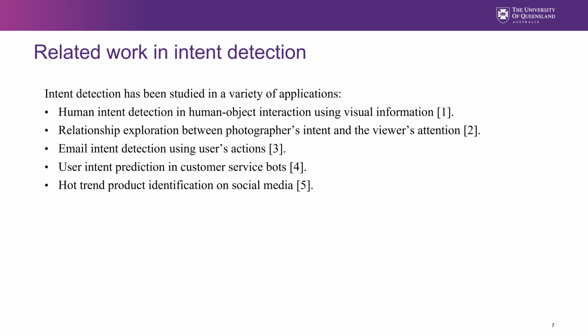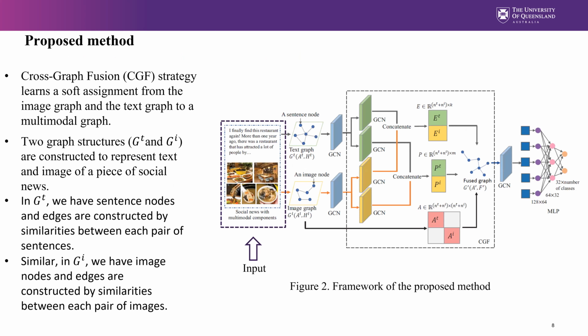And the user's action is used as supervision to detect email intent in some papers. The text-based user intent prediction is leveraged to support customer service bots, and the identification of corresponding products for hot trends on social media has also been proposed. So these are the related works in intent detection. Now let's move on to the proposed method in the paper.